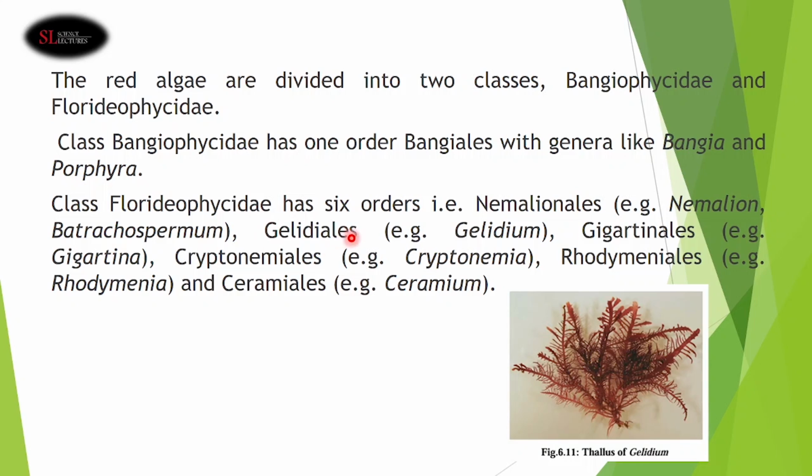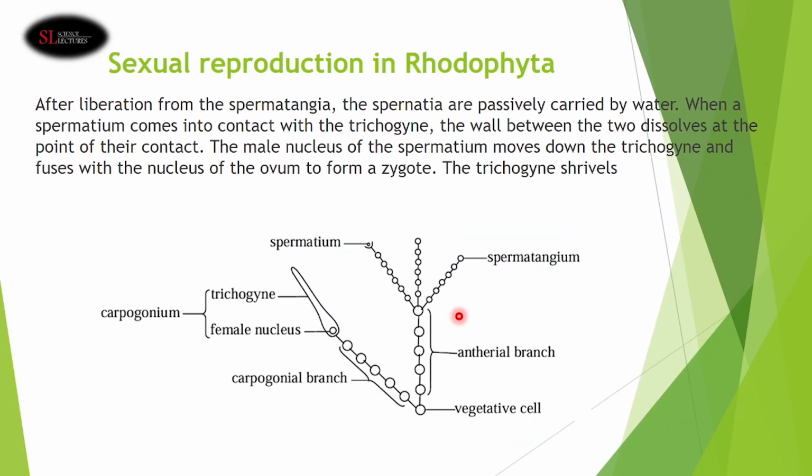It has Gelidiales, which has Gelidium, and what we have here shows how Gelidium looks. It has order Gigartinales, which has Gigartina, then Cryptonemiales, which has Cryptonemia, then Rhodymeniales, which has Rhodymenia, and Ceramiales, which has Ceramium. Okay, so we need to look at the reproduction.